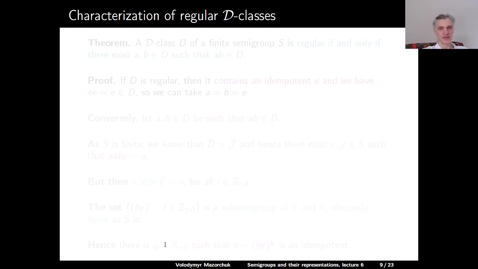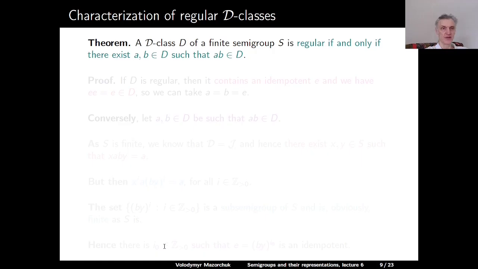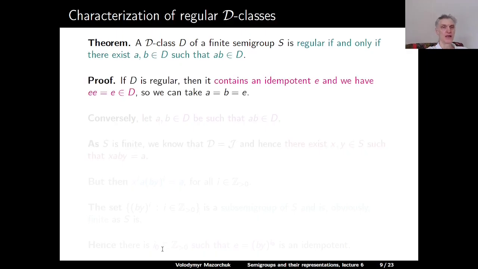Now we can characterize regular D classes. Theorem: a D class D of a finite semigroup S is regular if and only if there exist A and B in this D class D such that their product AB belongs to D. Proof: if D is regular, then it contains an idempotent E, and we can take as A and B this element E, and then E times E is E, which belongs to D.